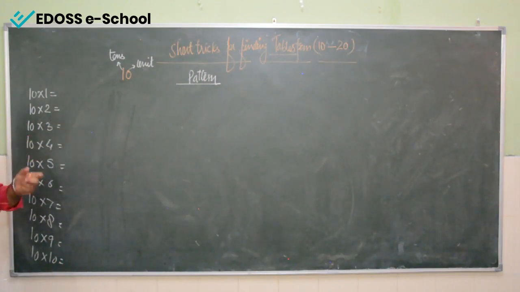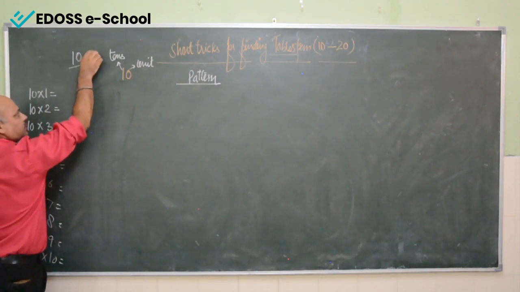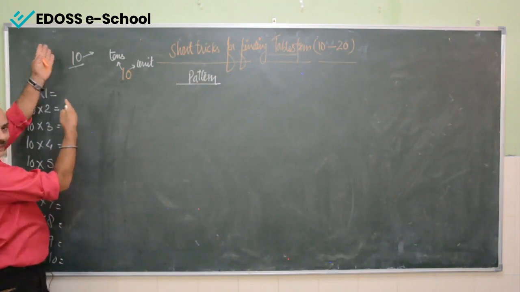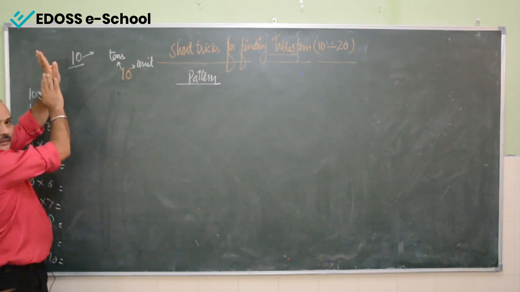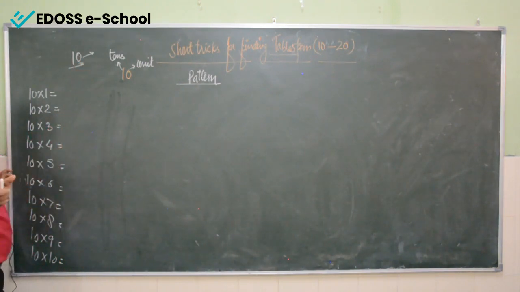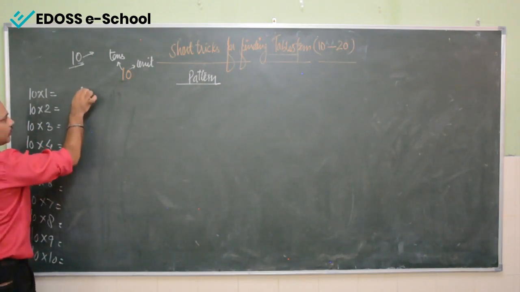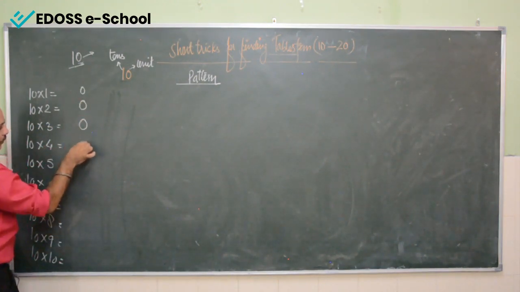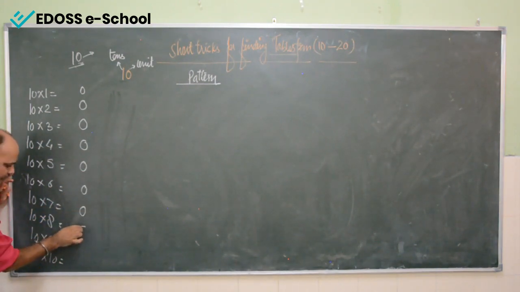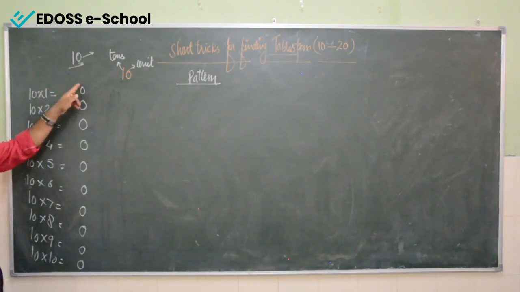Now, while we are seeing the digits of 10, you have to remember: the ones digit is on my right hand side, and the tens digit is on my left hand. Now you have to write here the table of 0. It is a very simple table. The table of 0 means everything will be 0 here. This will be 0, 0, 0, 0, 0, and finally this will be 0. This is the table for 0.